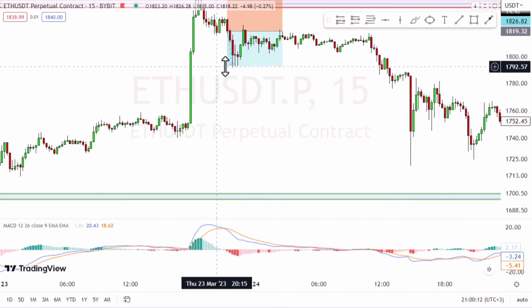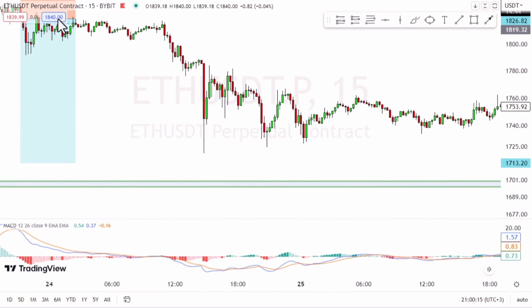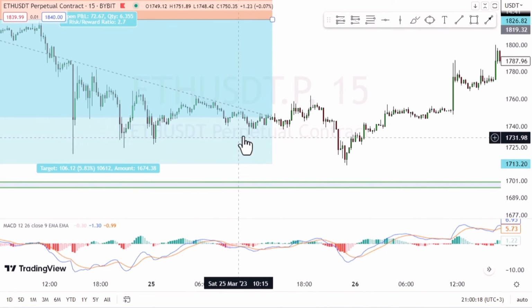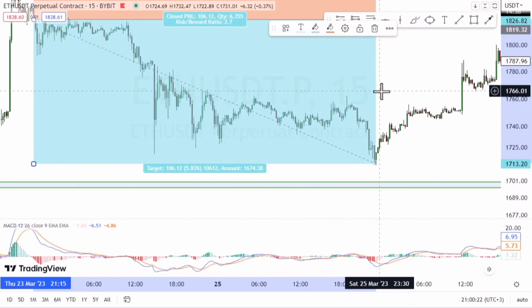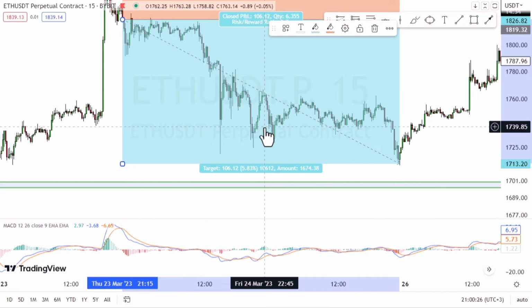I put my stop loss here, and I go down all the way to the support level. And did it hit our target? Let's see if it did. Yes, it did beautifully. And how much profit was it? 5.83%. With 10x leverage, it was almost 60% profit, which is a big wow.